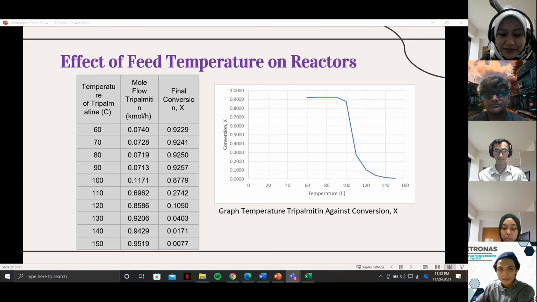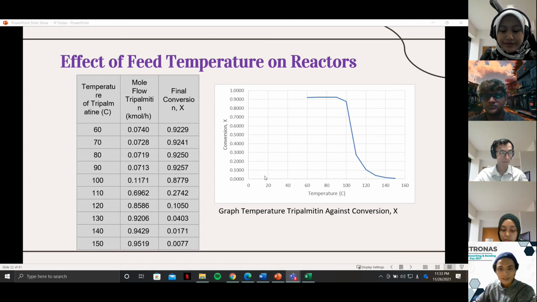Okay, moving on, let's discuss the effects of feed temperature on the reactors. So basically, as we can see on the graph here, as we increase the temperature of our reactor, we decrease the conversion. So it's not preferable to increase the temperature of our feed because it will decrease our conversion.